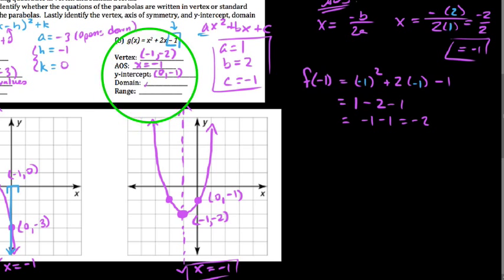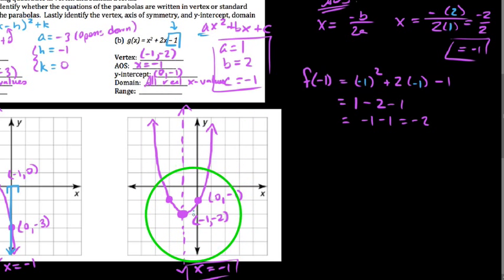But as far as domain is concerned, we have all real x values. And range, we are observing that it is all y values greater than or equal to that one right there, which happened to be at -2. So we say y is greater than or equal to -2.